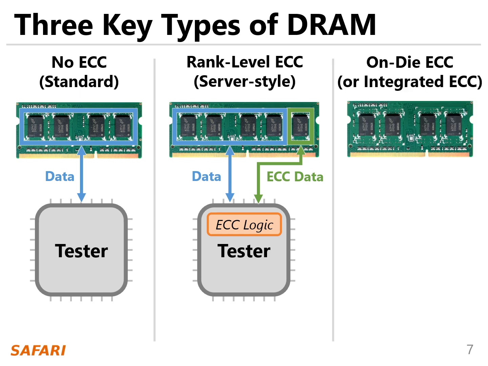The third type of DRAM device we might want to characterize uses what's called on-die ECC. This is also known as integrated ECC. And here, the error correction logic is located within the DRAM chips themselves.